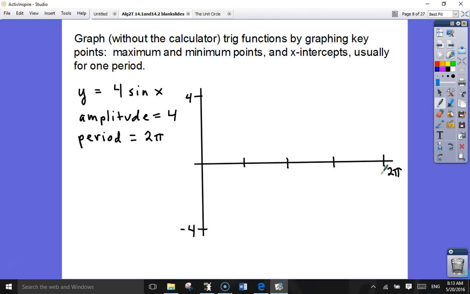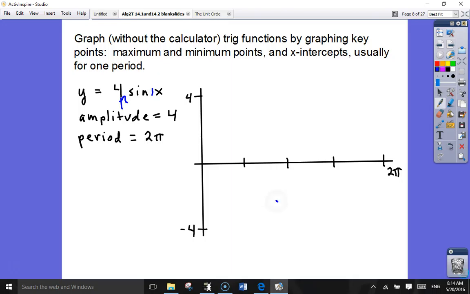4 times the sine of x. So the amplitude is whatever the number is in front, or actually the absolute value, but that's a positive 4. So I know that my graph is going to go from negative 4 to positive 4. Right? The period is going to be 2 pi divided by whatever this number is in front of x, which is 1, so 2 pi. So I've labeled this whole thing. I know it's going to go through one period in that amount of time.